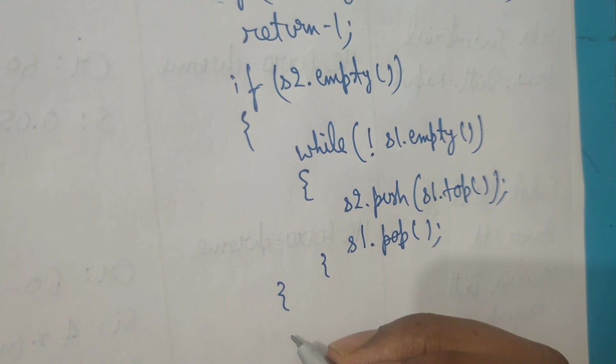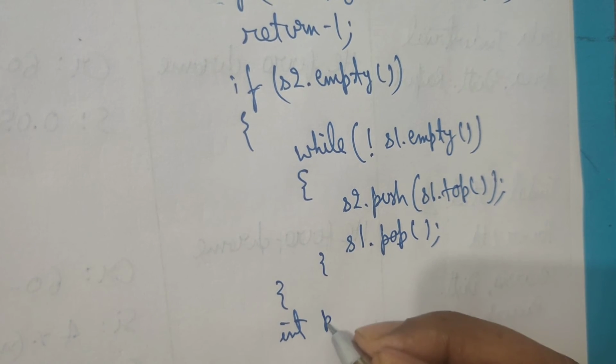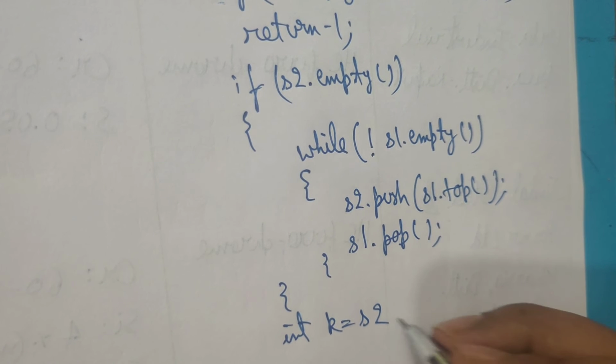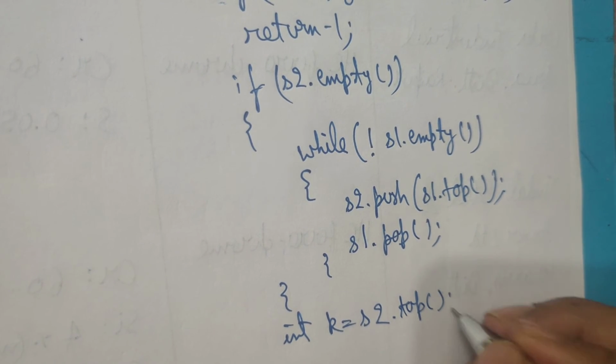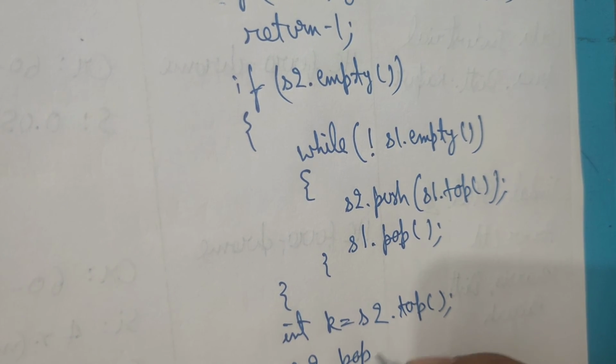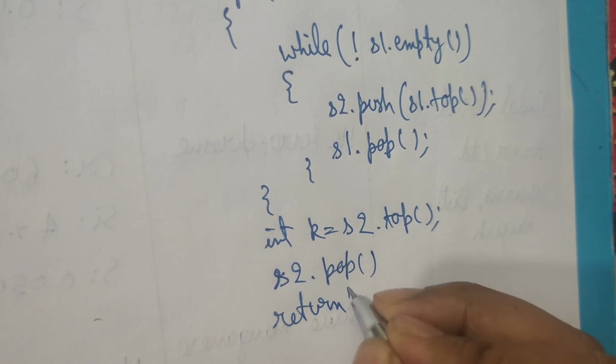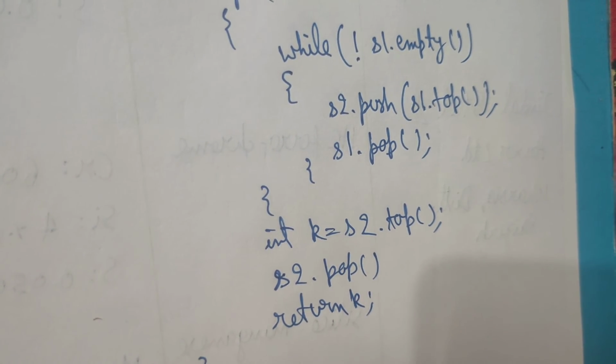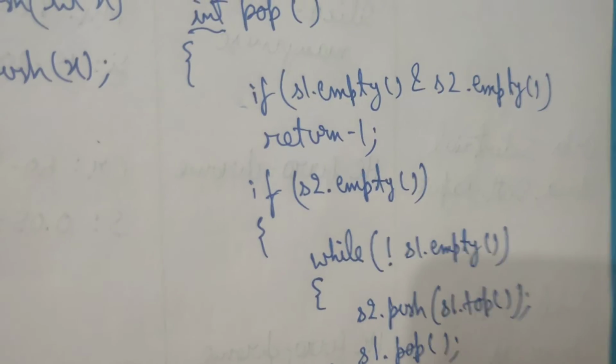After this is done, we take the top element of the stack S2, pop that element, and return k. And this is the overall code.